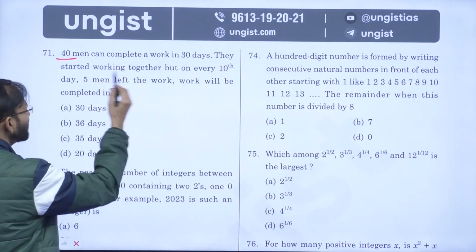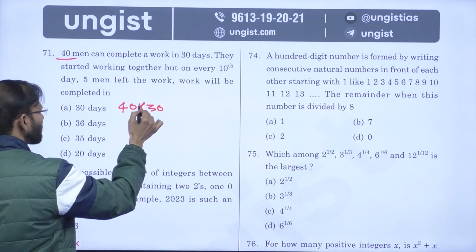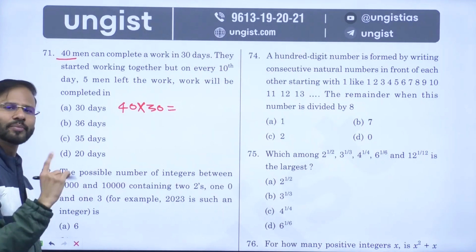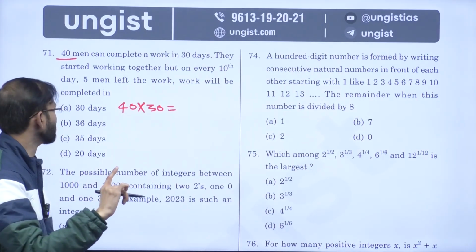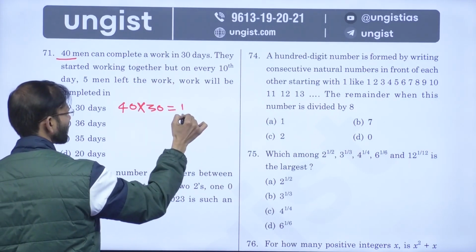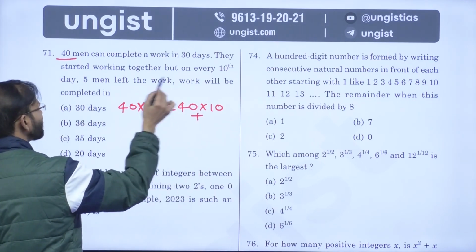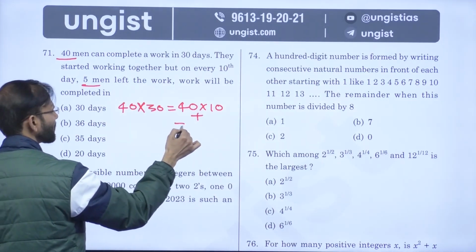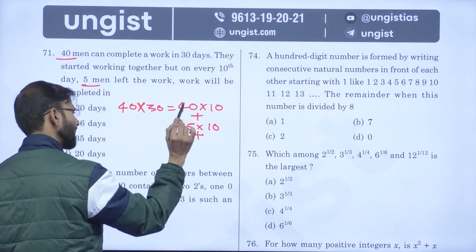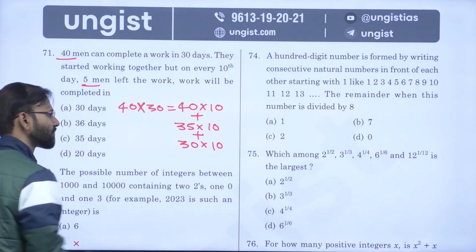So this was assigned to 40 men for 30 days. So total unit of work was this. These 40 workers worked for how many days? These 40 workers started the work, they worked for 10 days, and after 10 days 5 left. Now they became 35. 35 worked for 10 more days and then 5 left, then 30 left, and 30 worked for the next 10 days, right?